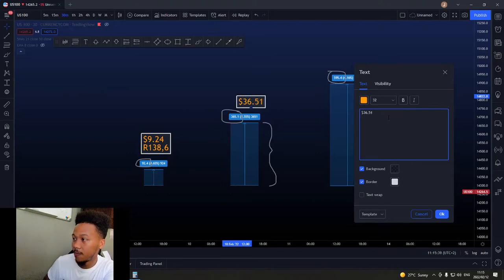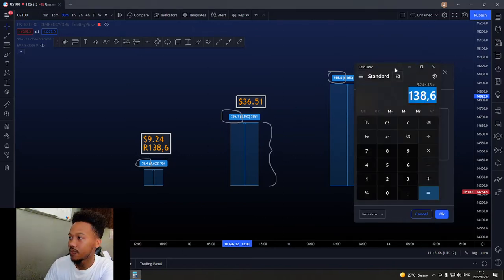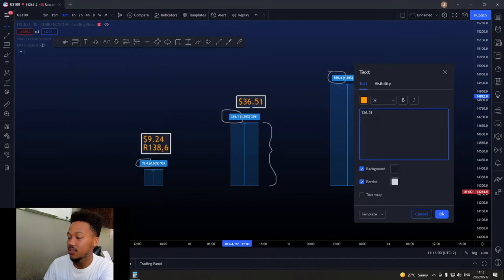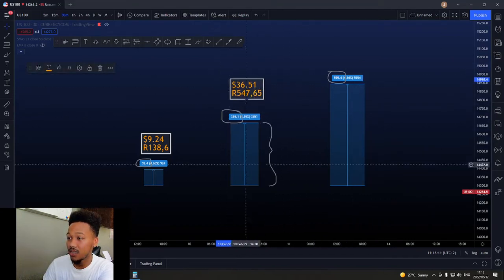Put 5 like that, and let's calculate how much that would be in ZAR. So we're gonna take the 36.51 multiply 15, and we would basically be having 547.65 cents. Okay, so what is basically happening inside this example over here?